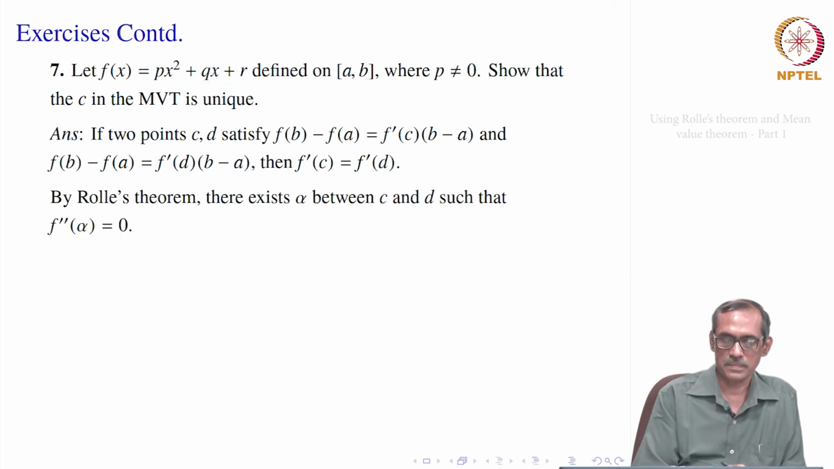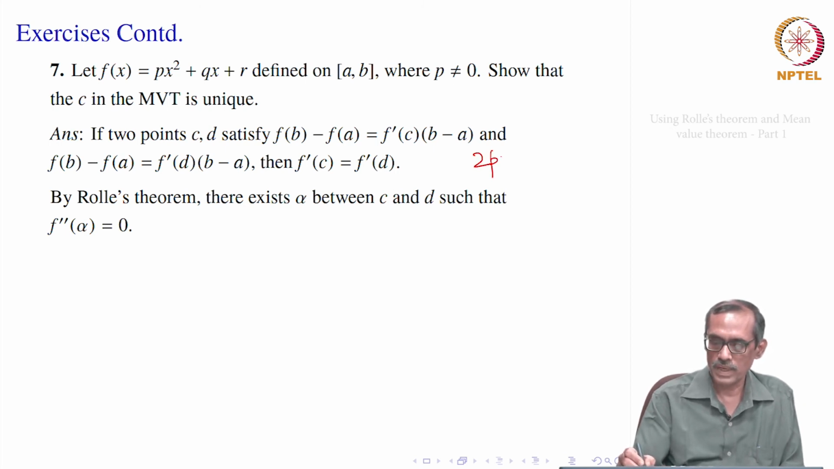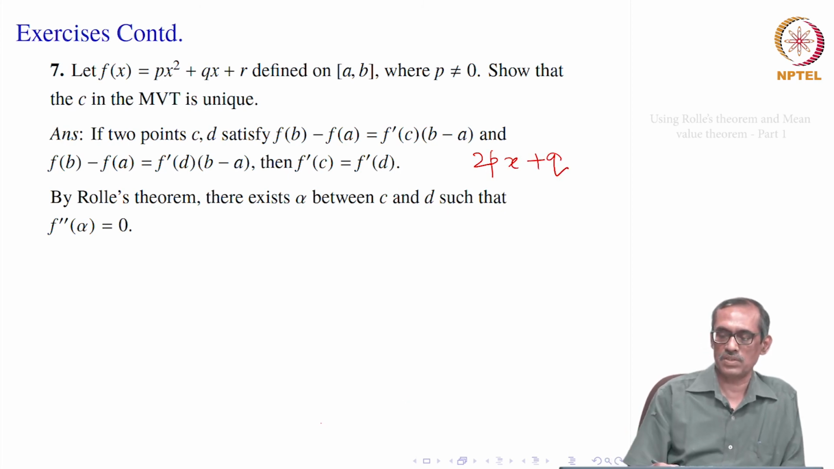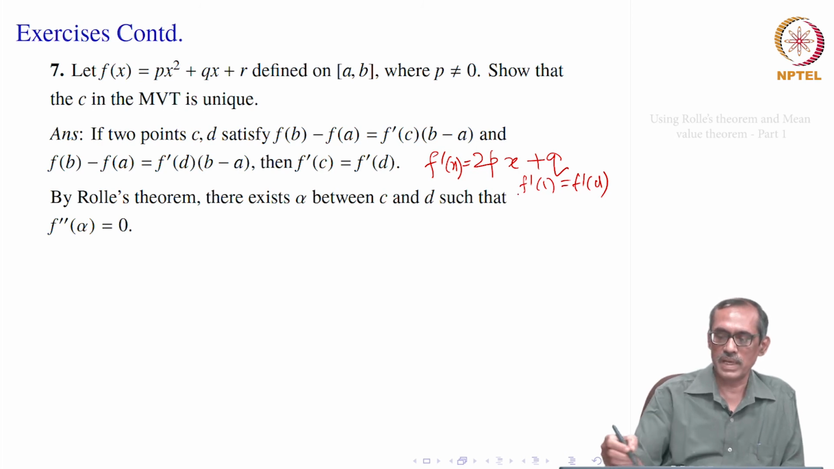But what is f prime? F prime of course, you can find out from there, which will be 2 p x plus q. So, this evaluated at c is equal to this evaluated at d, that is given. Now, you consider the function f prime itself. This has the condition now f prime c equal to f prime d and it is again differentiable, as you can see it is a linear polynomial 2 p x plus q. So, its derivative also exists inside the open interval.